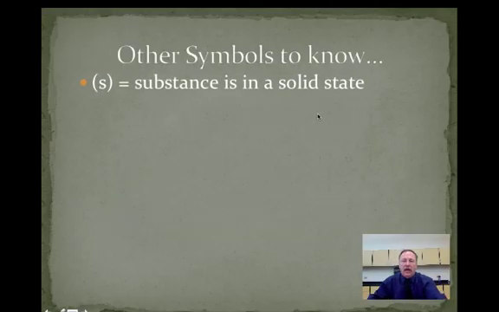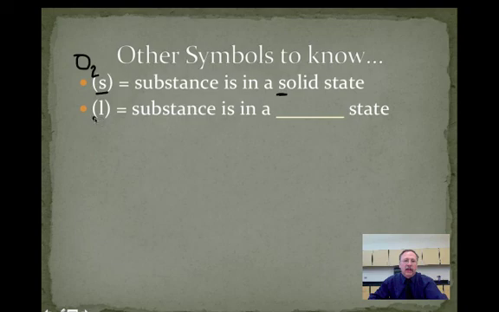Okay, now the other symbols I was referring to just a minute ago. Now remember, this has to be a subscript, so maybe I have O2(s). Okay, the s means it's a solid. That's a hard one to figure out, isn't it? Okay, this is an l, not a 1. That means the substance is in which state? Correct, a liquid state. Okay, so now if we got oxygen in a liquid state, that'd be known as liquid oxygen.